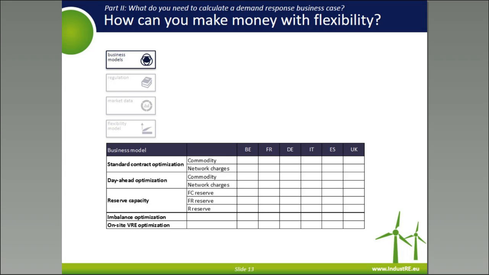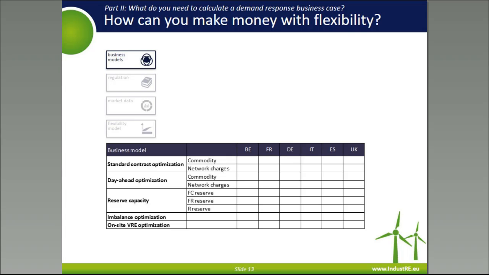The second one is a bit more oriented already to SMEs and big industry. Day-ahead optimization. If you buy your electricity on the day-ahead market, which has to be settled every day, you have a very variable electricity price. So again, if you can buy at a cheap moment and you can reduce your energy consumption on the expensive moments, again, you can make money.